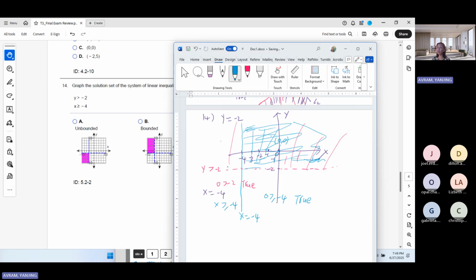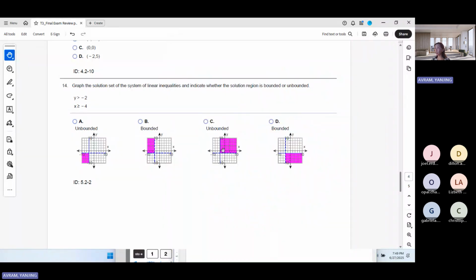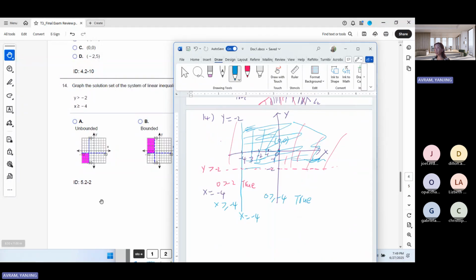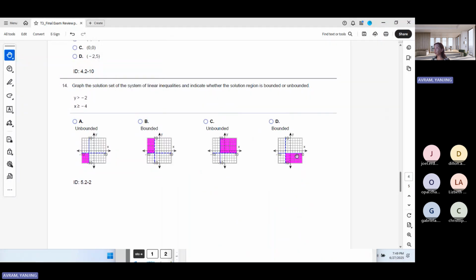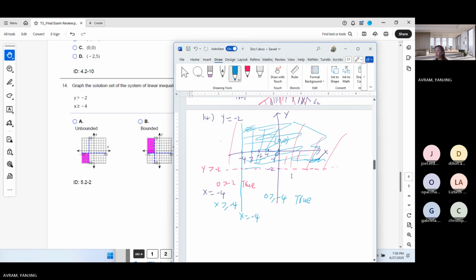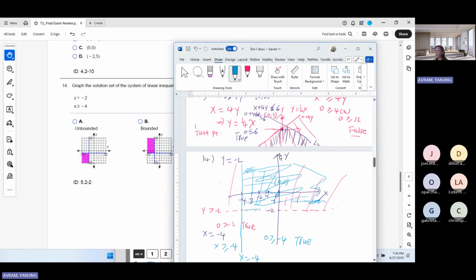Now you can go choose which one will be the solution. You can tell this should be the right one. So this is wrong, this is wrong, this is wrong, this is the right one. This is the dotted line, this is a solid line, so that's exactly right. And this one is unbounded, because it's going to go all the way up.